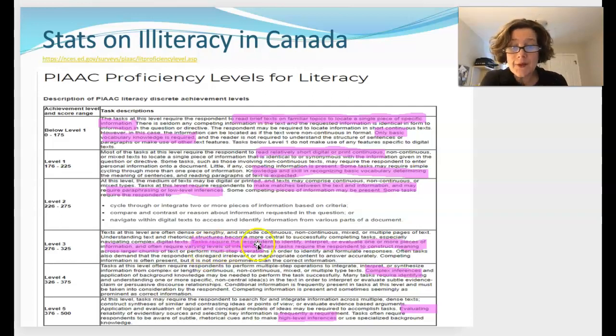Level 3 is tasks require the respondent to identify, interpret, or evaluate one or more pieces of information. So now this is the upper 50%. Level 4, complex inferences, and level 5, evaluate and frequently look at high-level inferences. So this is where we would be, as college graduates, we would be in levels 4 and 5.